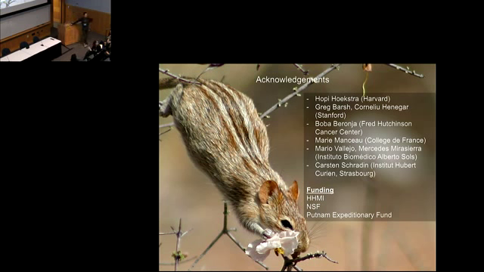So across the phylogeny, there are groups that have stripes and groups that don't have stripes. Has anyone looked at any sort of ecological associations with the presence of a striping pattern?